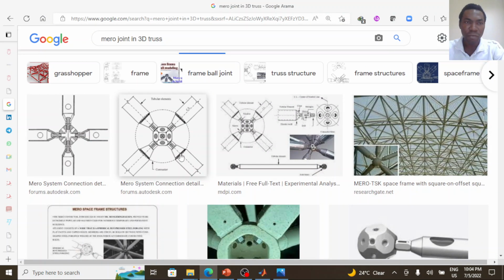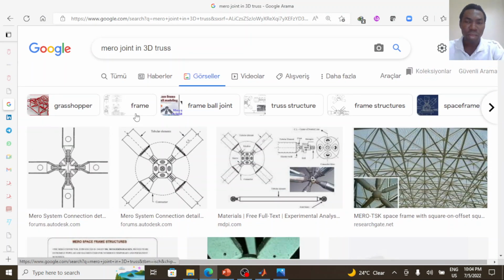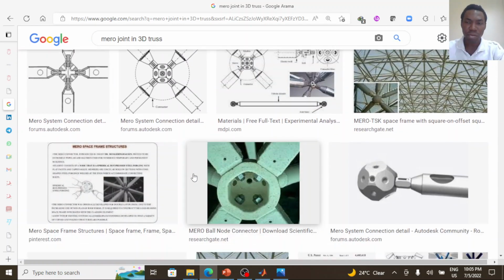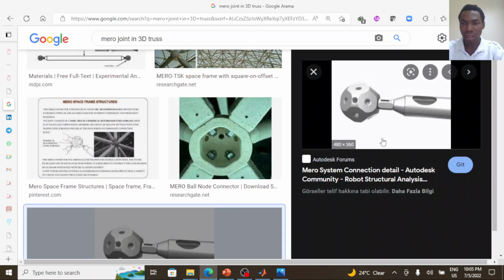for a clear image of the mero joints used in 3D truss systems. So this is an example of a mero joint. It's actually a ball-like component that connects the truss elements together. So this is the technology they use to connect the 3D truss elements together for a roof truss system. The mero joints. This is it here.